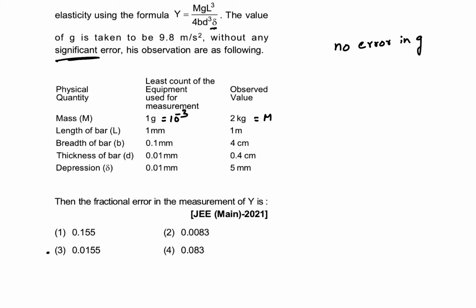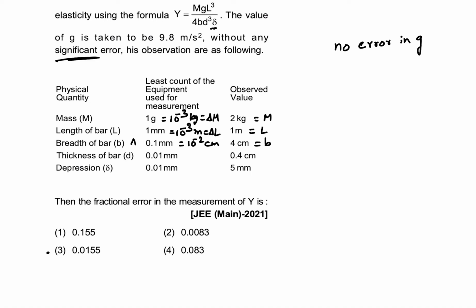Each observation can be observed, so all values are given. M is given, and delta M is given. This is M, and delta M value is 10 to the power of minus 3 kg. Next, this is length L, and here 10 to the power of minus 3 meter is delta L.